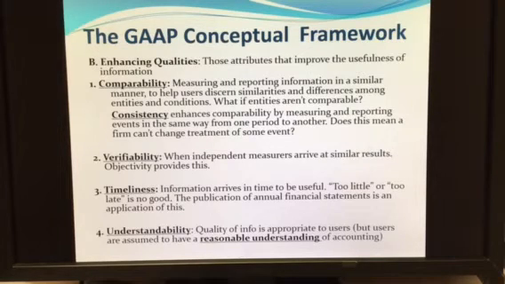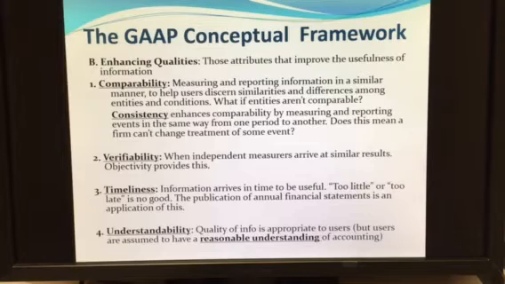Verifiability is another enhancing quality. That occurs when independent measurers arrive at similar results. Objectivity provides this. You know, as accountants, we prize objectivity. That means that different parties looking at a particular transaction will come to the same conclusion, let's say, about its value. Let me give you an example.